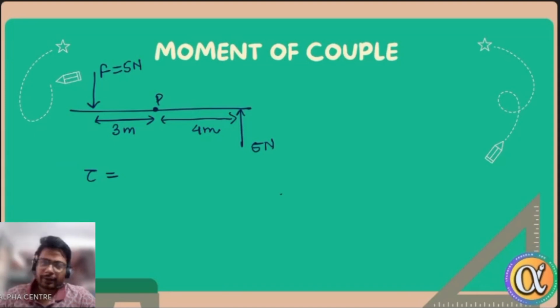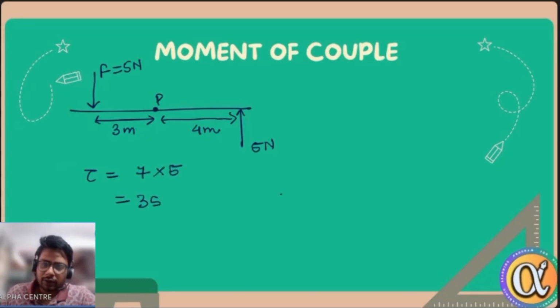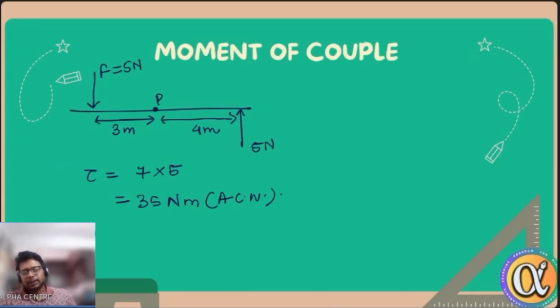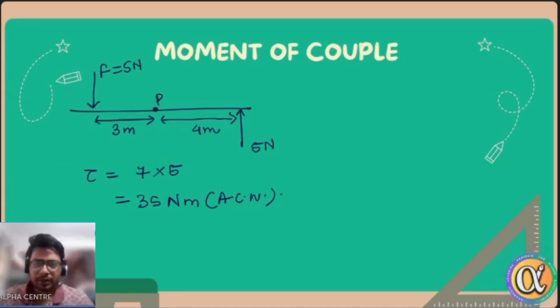7 into 5, which is 35 Newton meter. Clockwise or anti-clockwise? Anti-clockwise. Whenever you need to calculate moment, it's compulsory that you write the direction. Don't avoid it. Okay, let's do a similar question here.